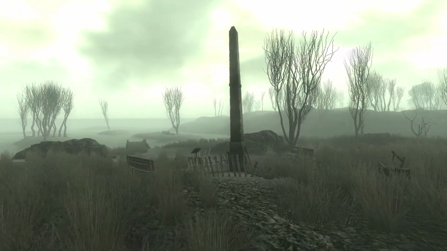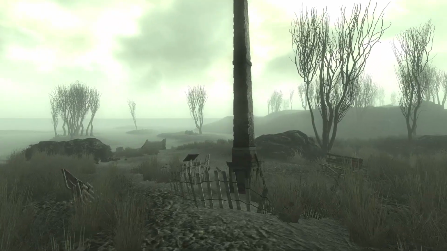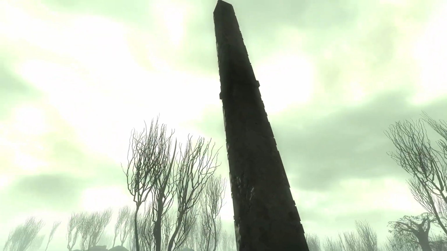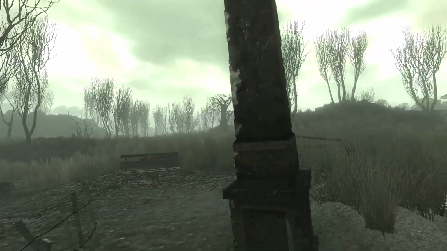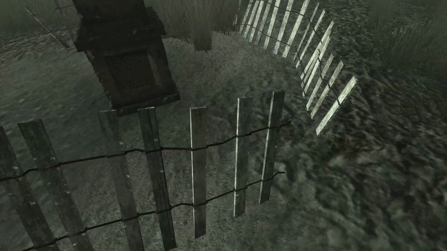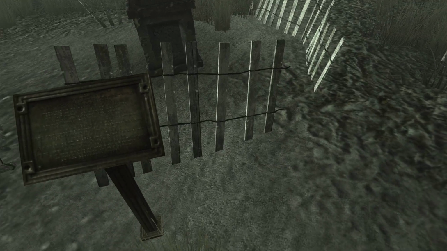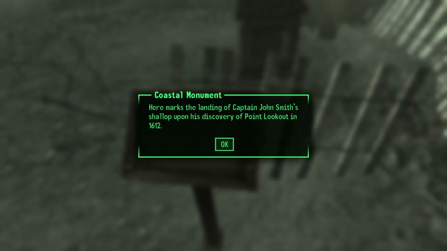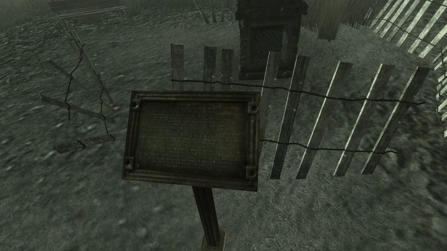1608 is 4 years earlier than we have noted here in Fallout 3 that he discovers Point Lookout. Now, this is according to a coastal monument message. When you go to the landmark, this actual monument in Point Lookout, and you look at it, there's a little pop-up that says Coastal Monument. Here marks the landing of Captain John Smith's shallop upon his discovery of Point Lookout in 1612.